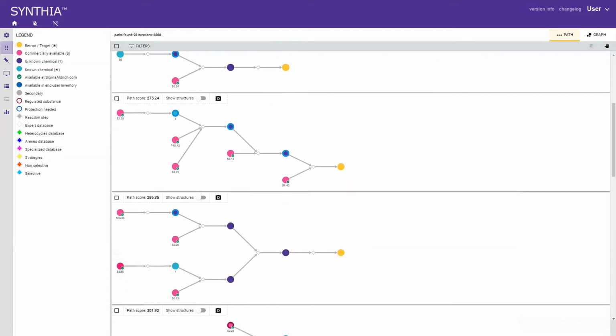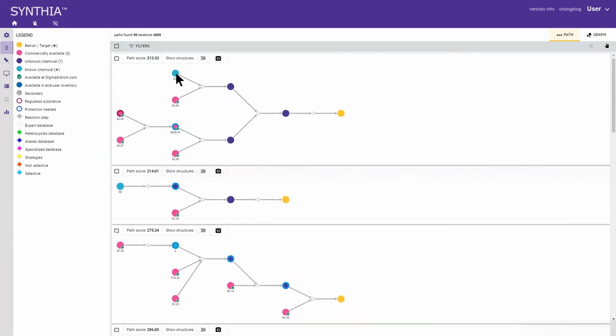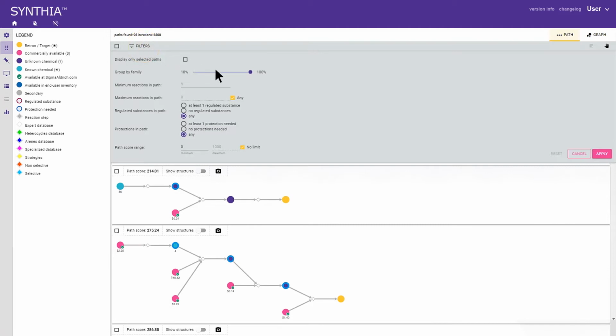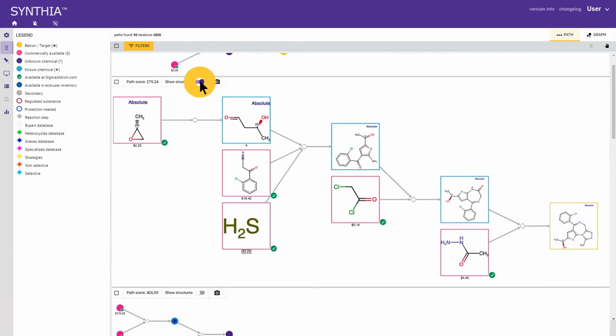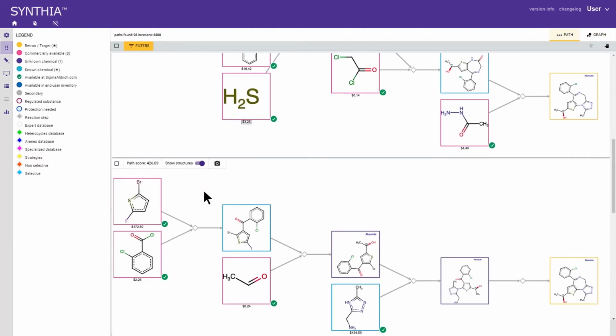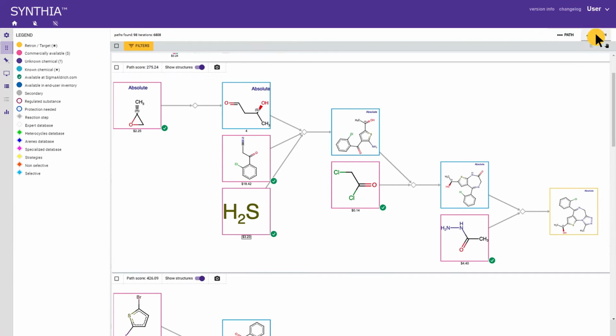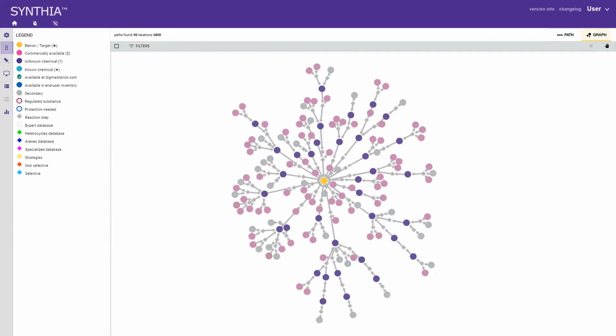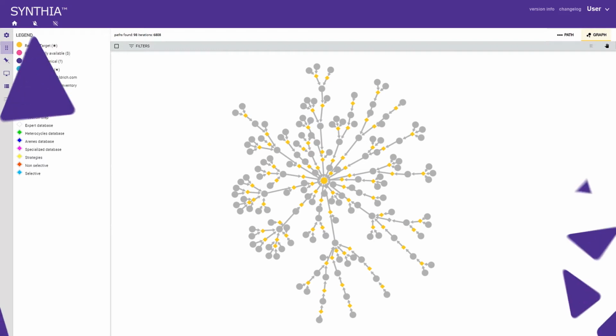When the results are in, you can navigate numerous potential synthetic pathways while filtering by similarity of reaction sequences, number of steps, whether protecting groups are required, or by viability score. For ease of analysis, you can view structures instead of graph nodes and compare multiple pathways at once. You can also view the entire graph to see which starting materials, intermediates, and reactions are repeated across pathways.